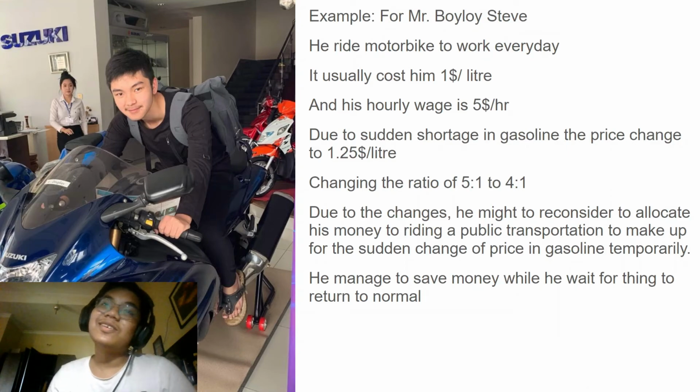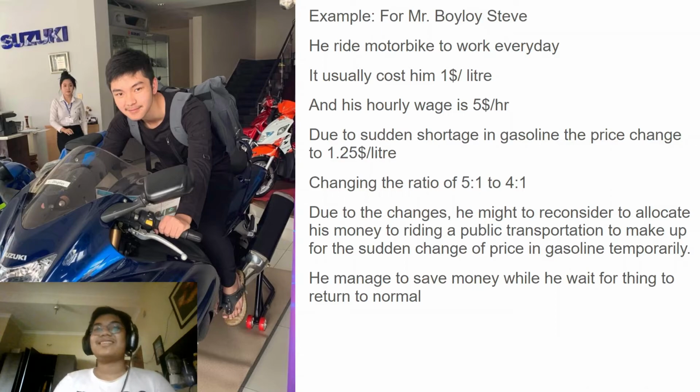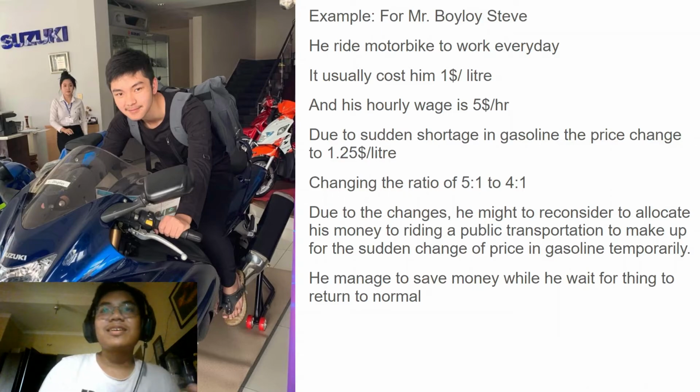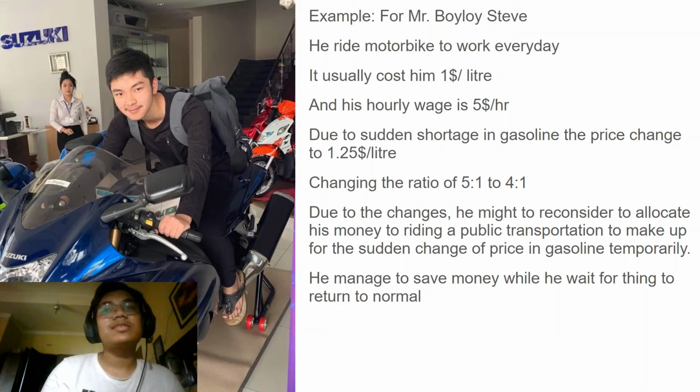So due to a sudden shortage in gasoline, the price changed to $1.25 per liter, changing the ratio of the hourly wage to the cost of gasoline to 5 to 1.25, or 4 to 1. Due to the change, he might reconsider how to allocate his money, which is his resources, to riding public transportation to make up for the sudden change of price in gasoline temporarily. By doing so, he managed to save money while he waits for things to return to normal.